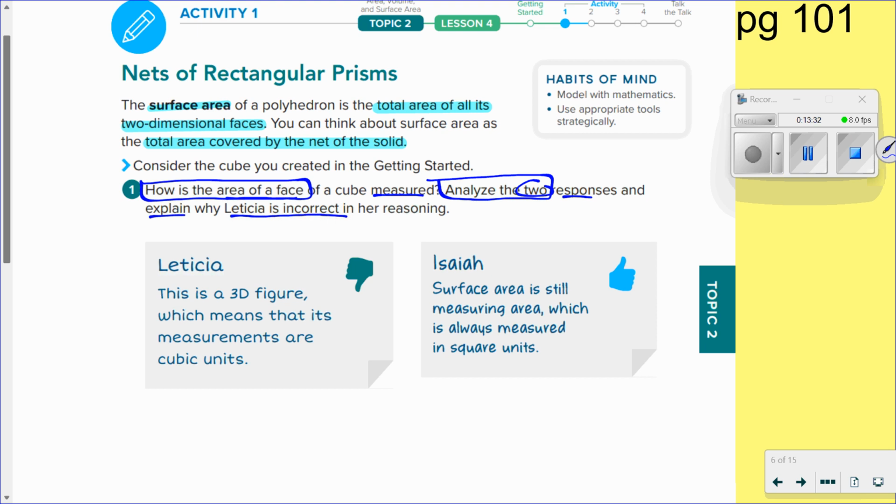I told you Letitia is wrong. Why is she wrong? Is it not a 3-dimensional figure? It is. It is a 3-dimensional figure. Good. And that's the big key. Gigi, what does it use cubic units for?